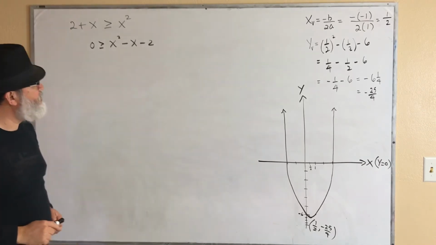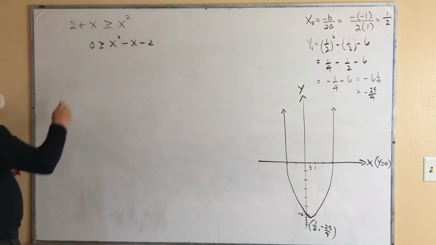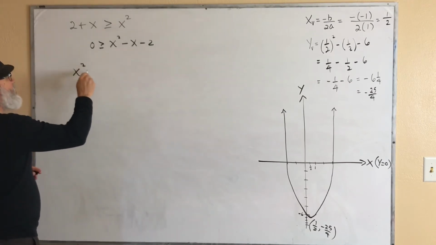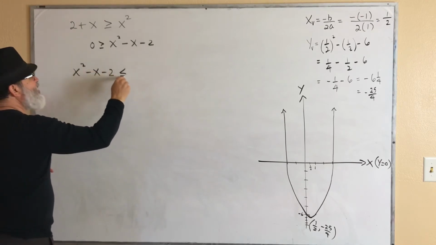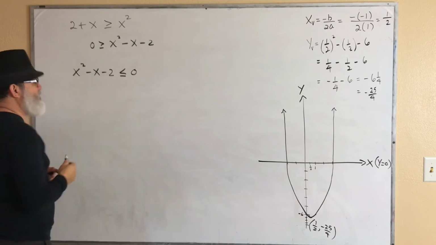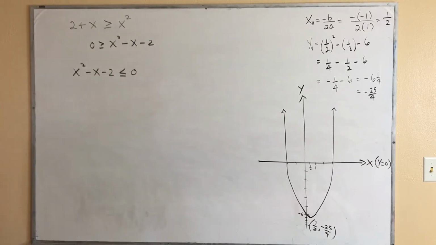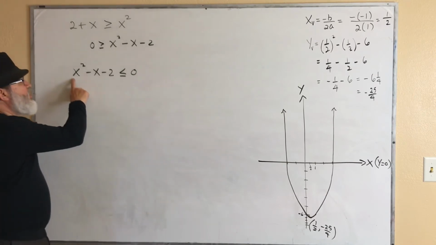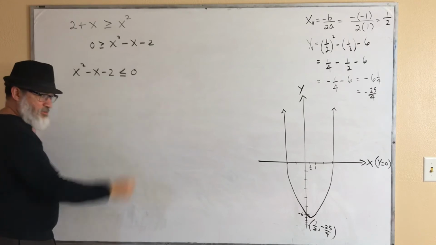All right, no problem. Okay. If you want to rewrite this, the quadratic, x squared minus x minus 2 is less than or equal to 0. Those two are the same. And we're asking the question, where is the parabola less than or equal to 0?